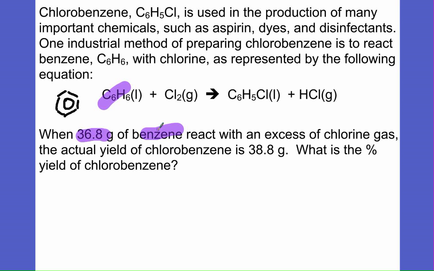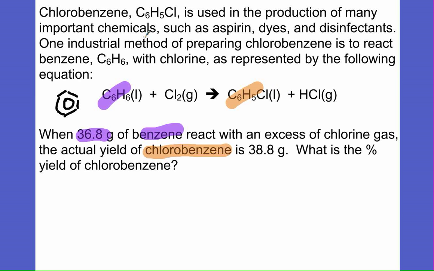But I'm going to react that with an excess of chlorine gas trying to create chlorobenzene. So what you're trying to understand here is I'm still going to have to do the same things I did before. I want to know how much of a product I could possibly make, right? In this case, it tells me that I'm actually going to produce 38.8 grams of that chlorobenzene. But how much could I have made in theory? That's what I still need to know. So I'm going to do all the same things I did before, and it should be fairly simple and straightforward.